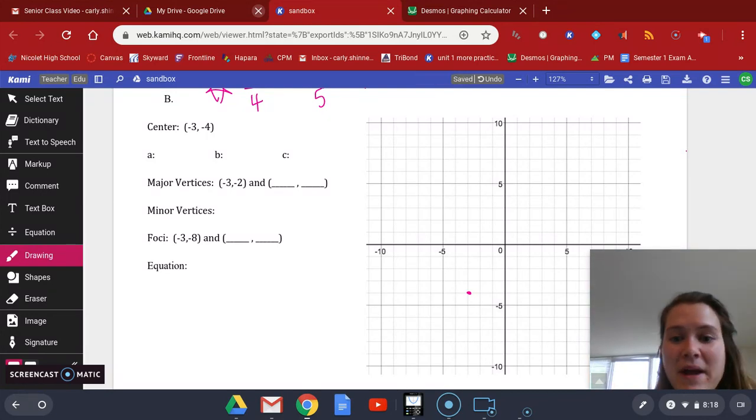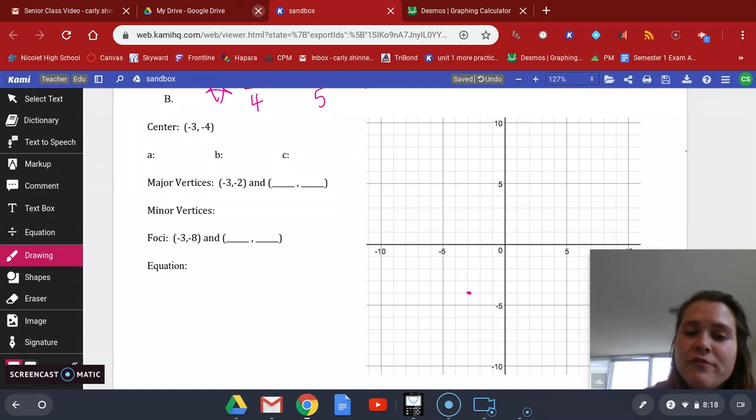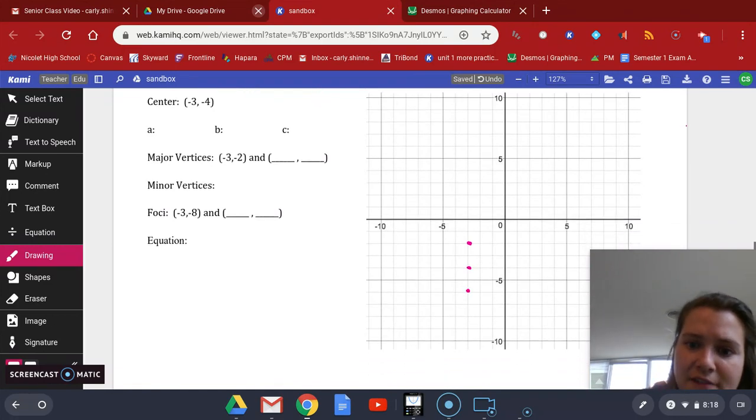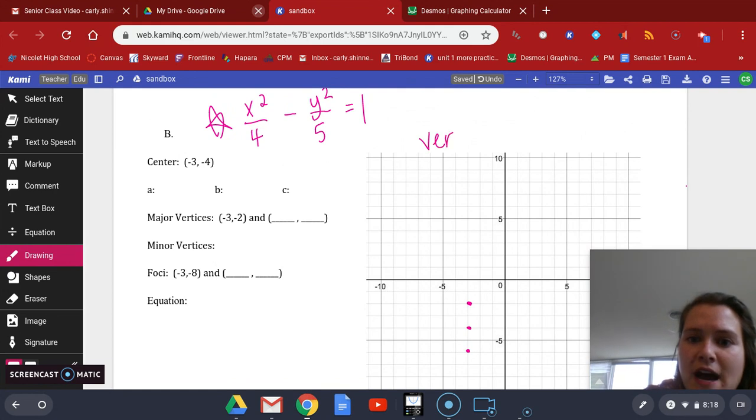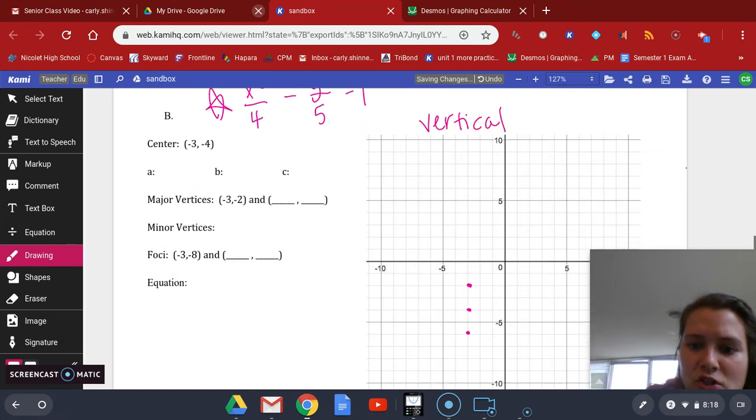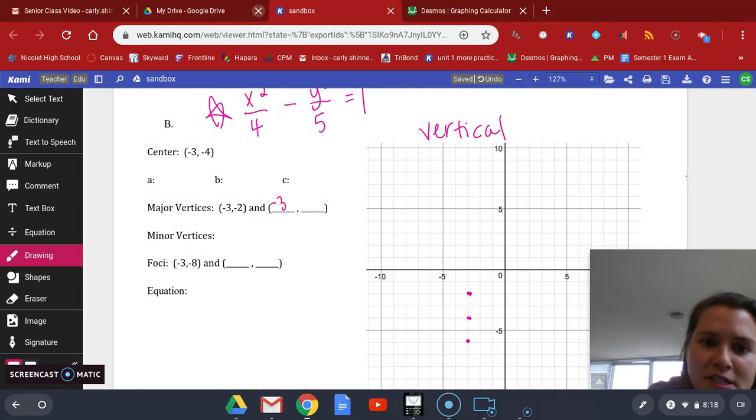All right, so my center is at -3, -4. My major vertices are at -3, -2. So right away, I know that this is going to be a vertical hyperbola. Okay. I like to write that down so I remember. Okay. So using the symmetry, I get my other major vertex to be -3, -6.